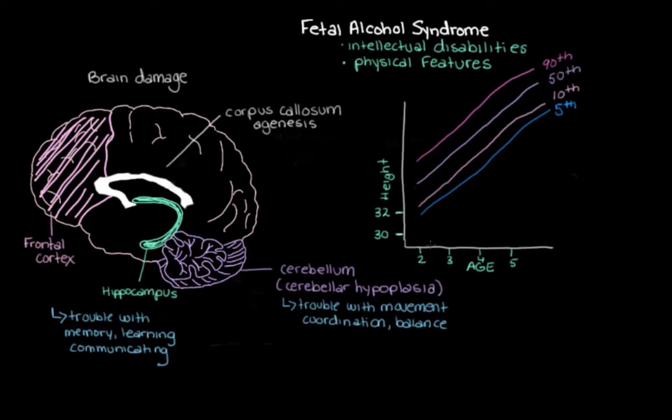So by looking at a kid's age and their height, we can figure out how they compare to other kids their age. And it turns out that for someone with fetal alcohol syndrome, they are actually below the 10th percentile for both height, which is what we've drawn here, and weight. So that means that only 10% of other kids their age are shorter or weigh less than they do, and 90% of kids their age are taller and weigh more than they do. So height and weight below the 10th percentile is a physical feature that we see in people with fetal alcohol syndrome.